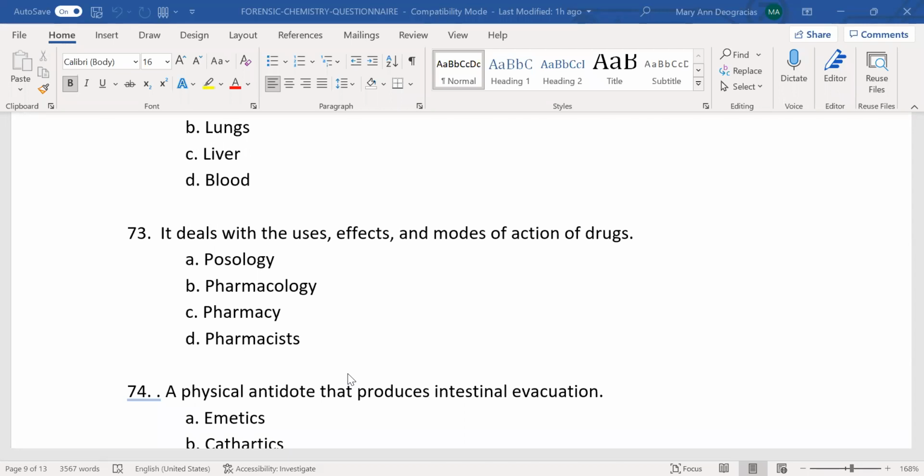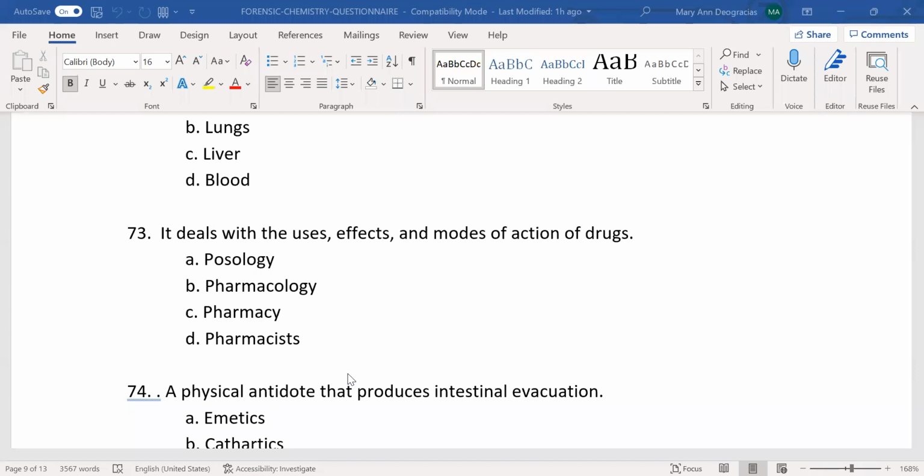Okay? Tingnan nyo ha, A and B lang naman ang karamihan na dyan, na lumalabas. So, posology deals with the quantity or the dosage. Tama. Quantity or the dosage of the drug. Posology yon. Pag pharmacology, yan. Uses, effects, and modes of action.